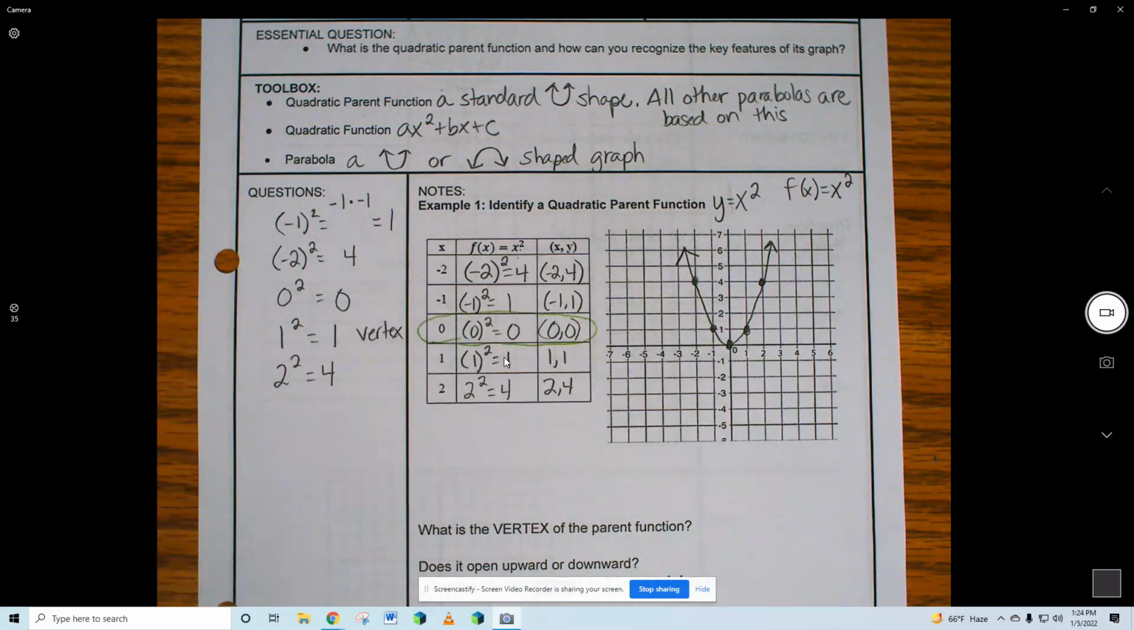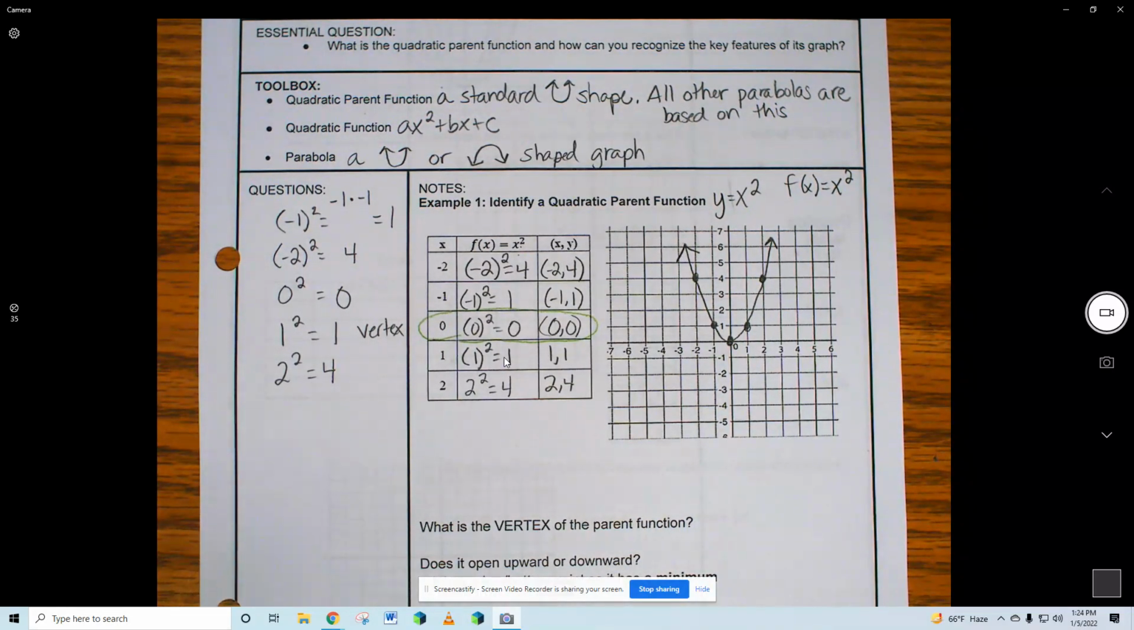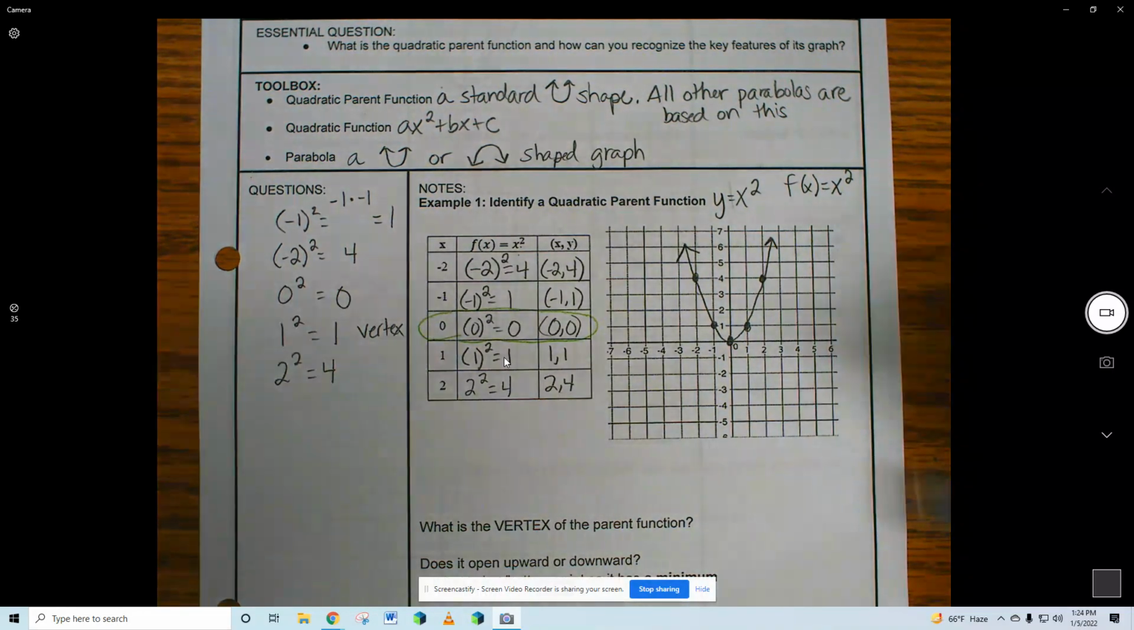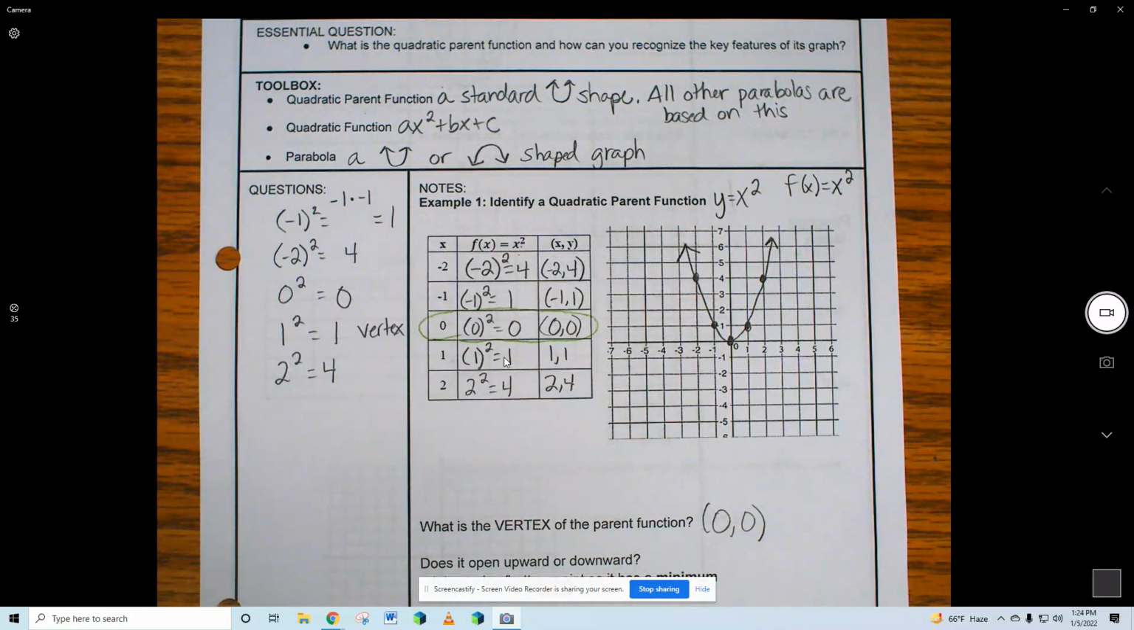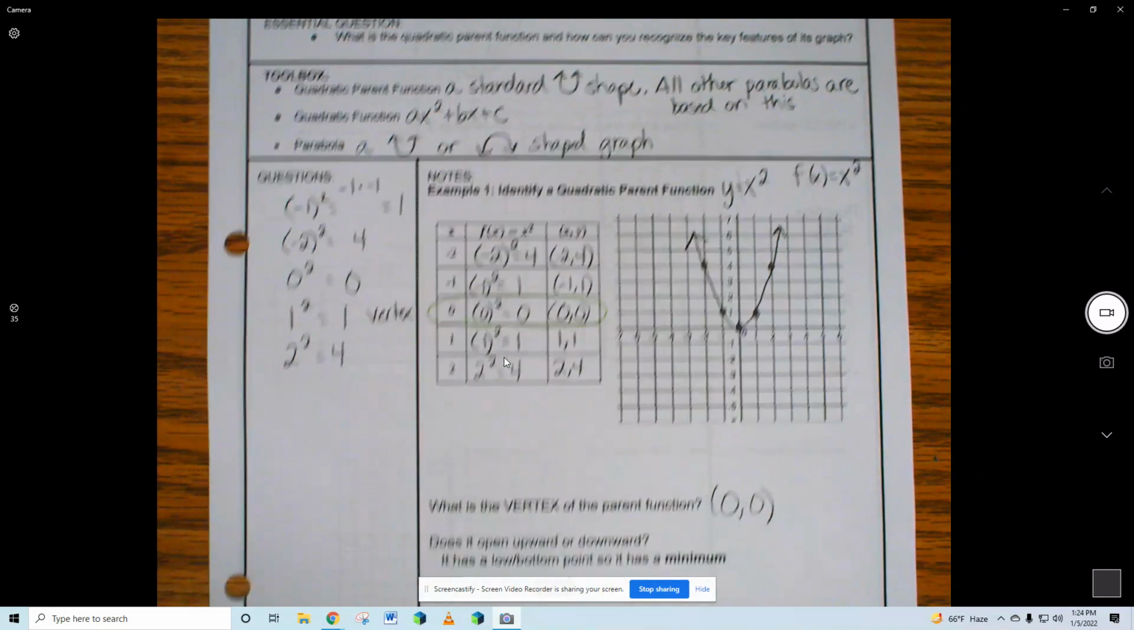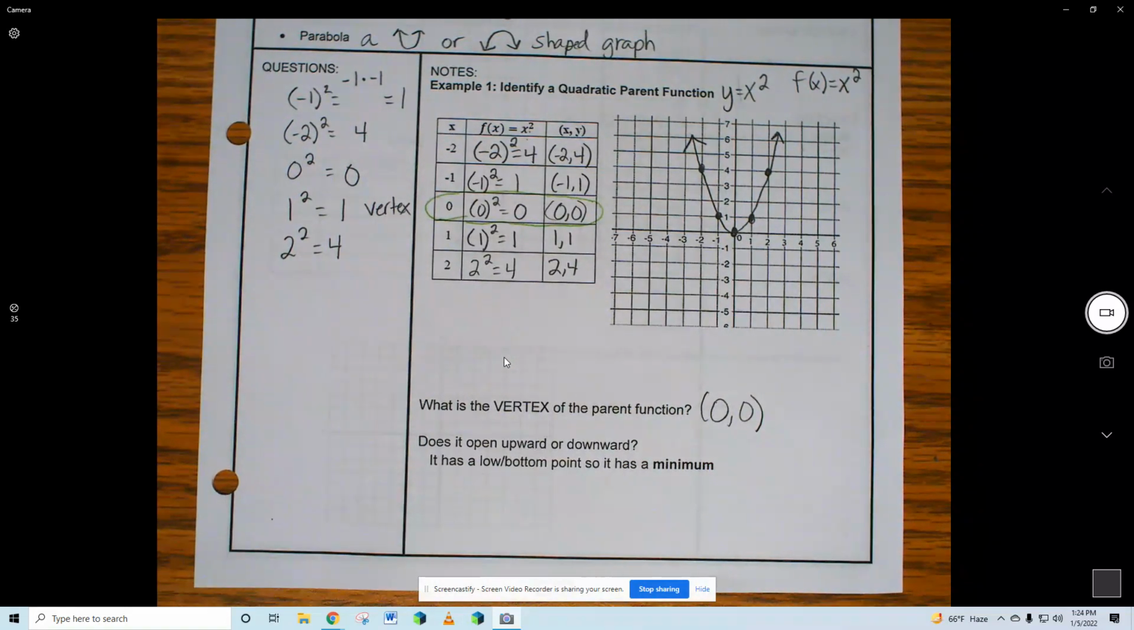Thank you. So what is the vertex? What was that ordered pair that I said the vertex was? Where is the curve of this parabola? 0, 0. Good. Now, does this open upward or downward? Upward.